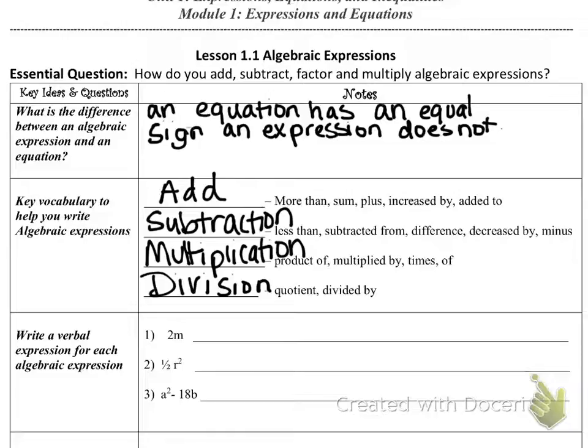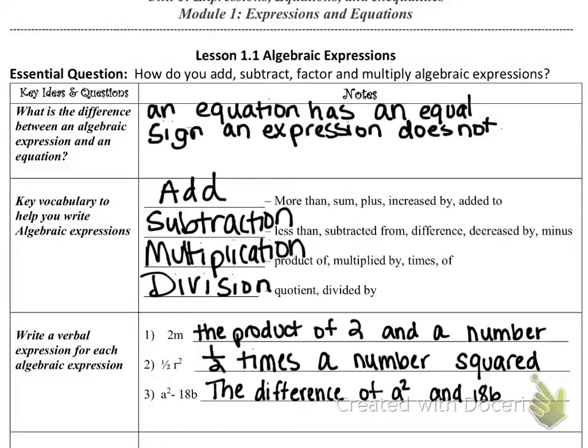Number 2 could be 1/2 times r squared, 1/2 times the square of r, or 1/2 times r to the power of 2. Number 3, you could have a squared minus 18 times a number, the difference of a squared and 18b. Once again, there are many other options. I'm going to go ahead and move on to the next slide. You might want to pause it now if you need to continue writing those down.